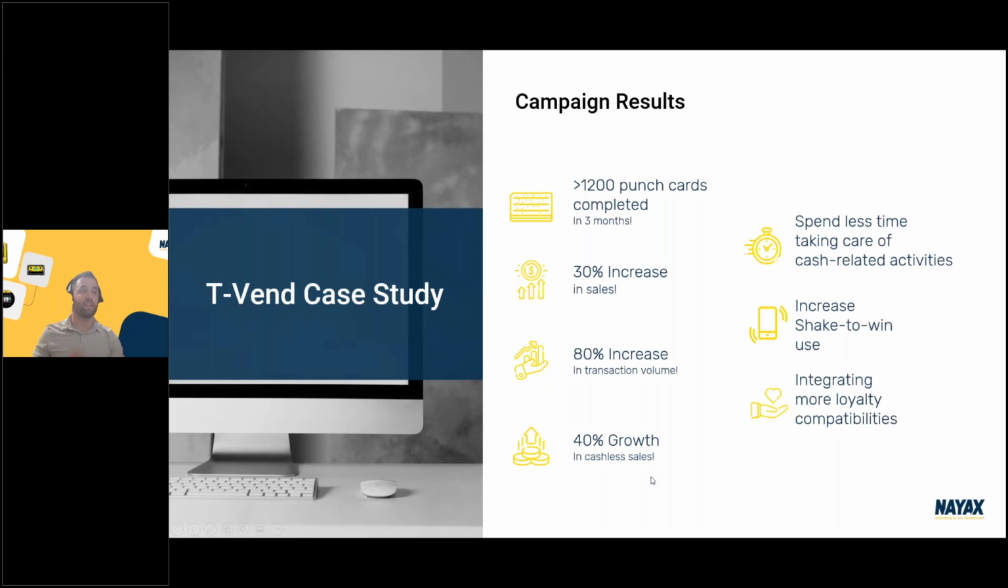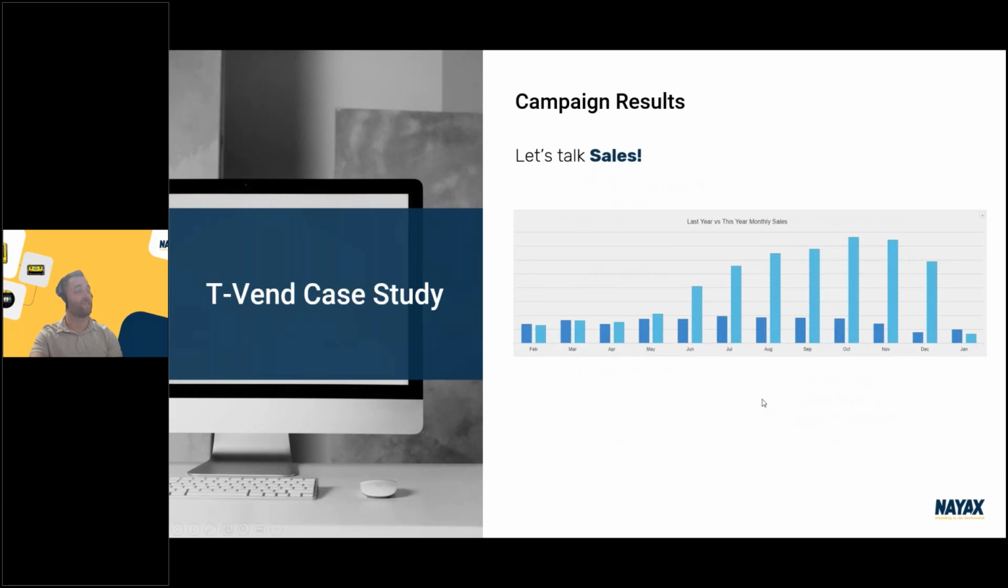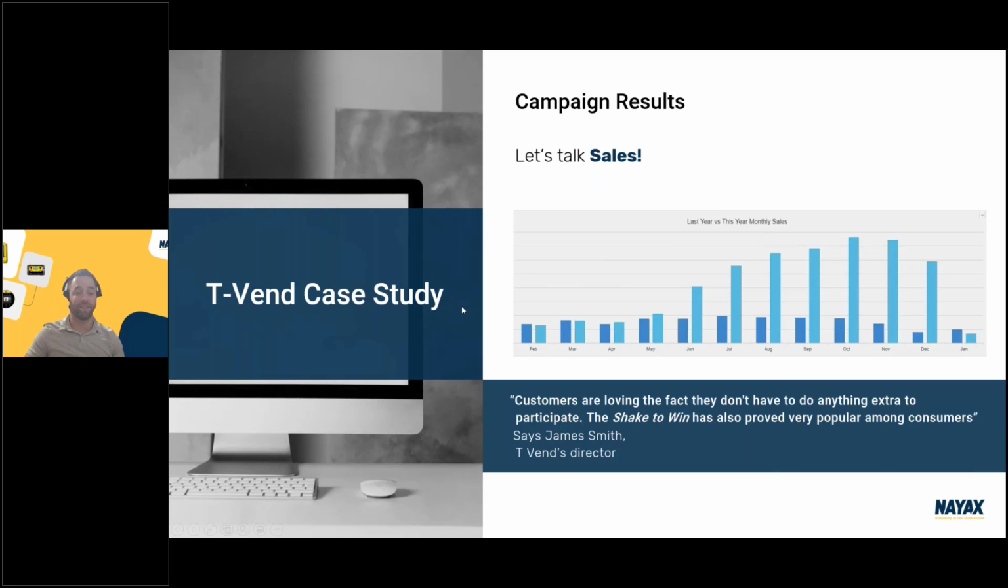And not only that, look at the right-hand side of the screen. They spent less time taking care of cash-related activities. So we're also talking about improvement in ROI in terms of business processes. Users really love the Shake to Win. We saw a lot of increase in this specific feature, and eventually integrating more loyalty compatibilities. I'm sorry, I don't like that word. I always have difficulties with that word.